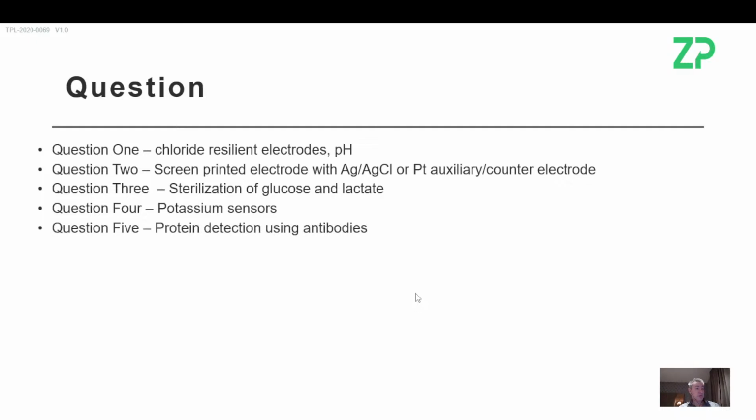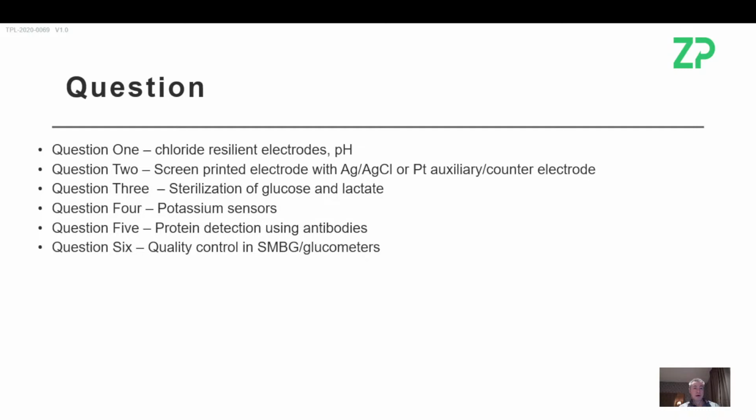We will talk about protein detection using antibodies. So if somebody wants to detect a protein, then a good way of doing that is, of course, to use an antibody. And we will discuss that today.